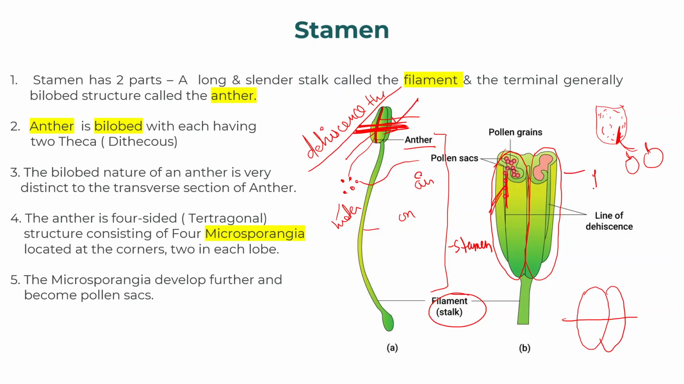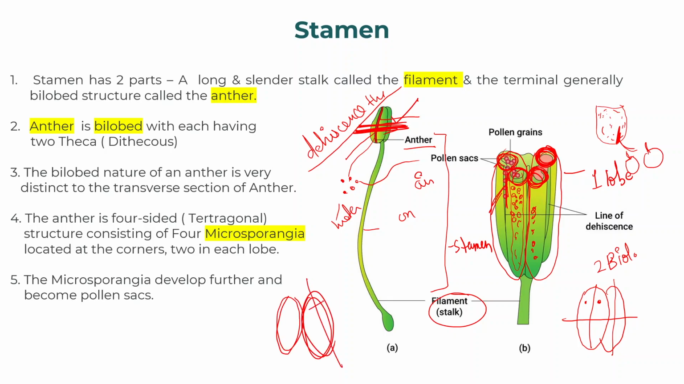But one lobe carries two thecas. See, there is space between the lobes. So this whole anther is full of pollen grains during maturity. This whole thing has one, two, three, four thecas, because one lobe has two thecas. We have two lobes, so four thecas are here.